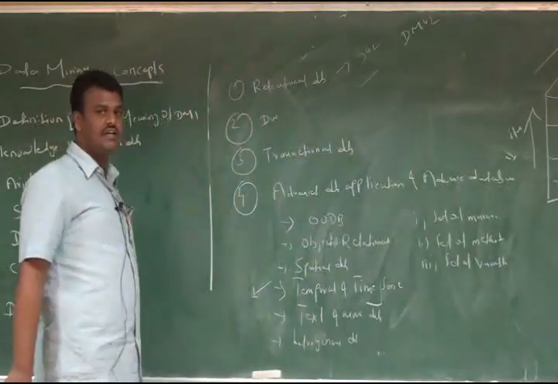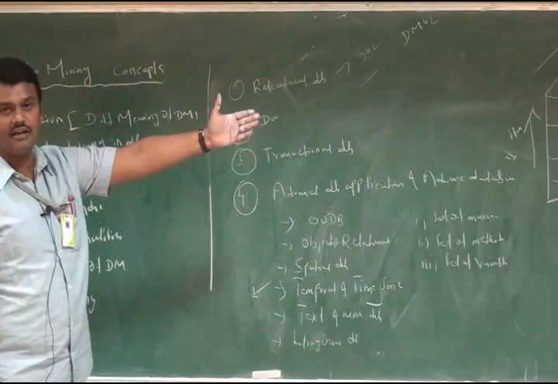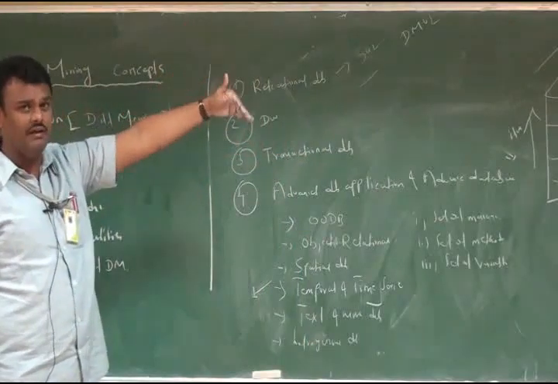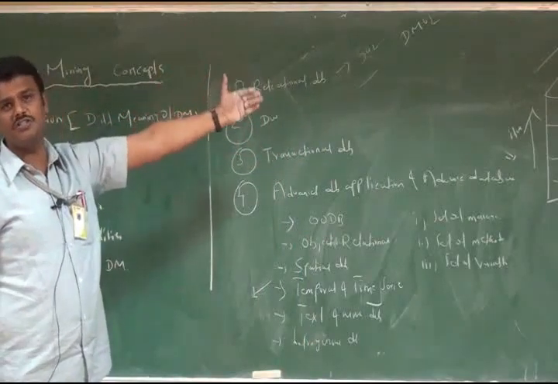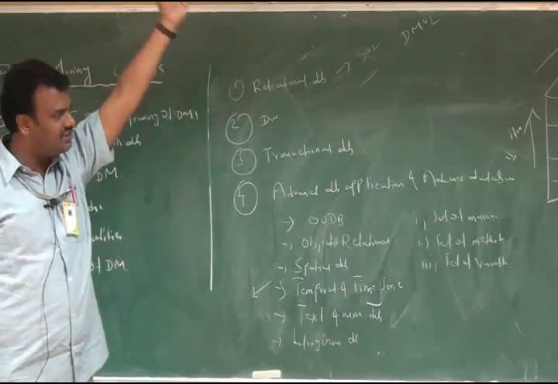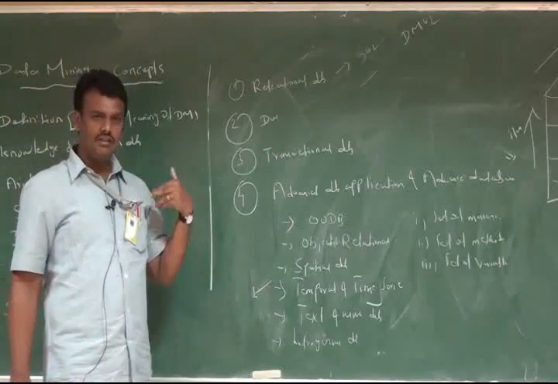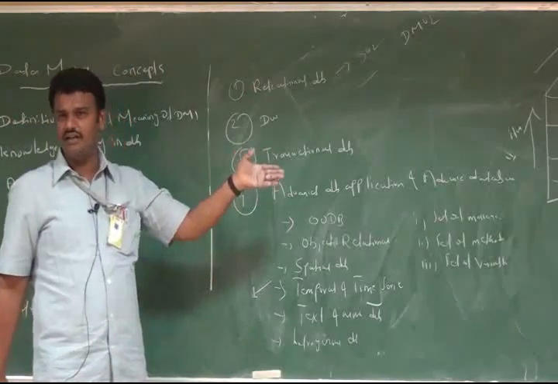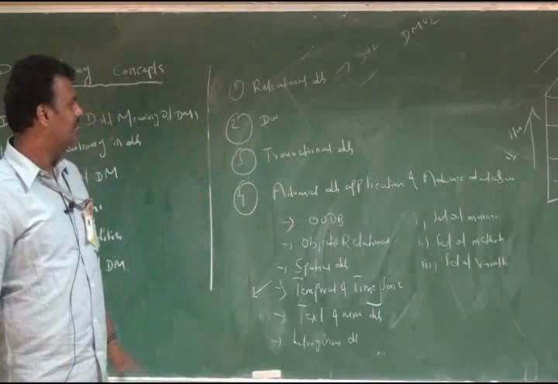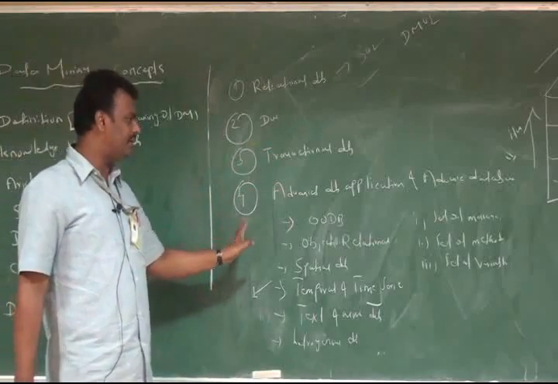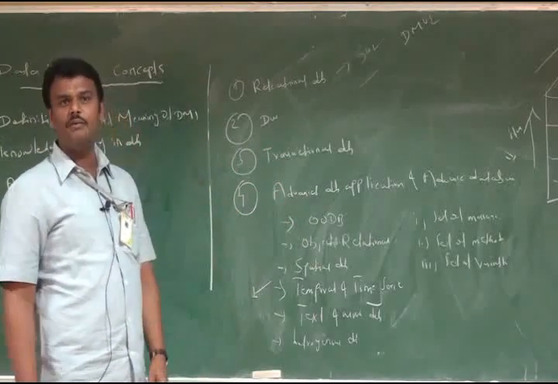The next one is the transactional databases. The transactional database consists of a file where each record represents a transaction. Each and every transaction has a transaction ID and also a list of items. The next one is advanced database applications, starting with the object oriented databases.